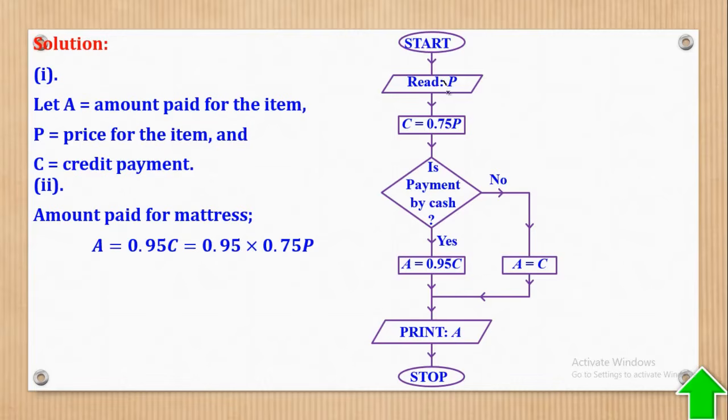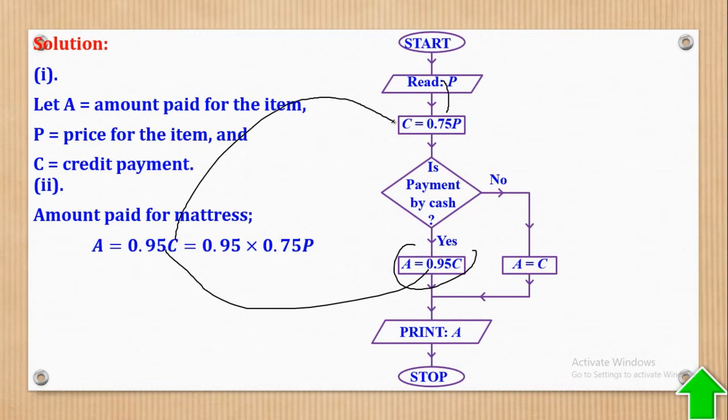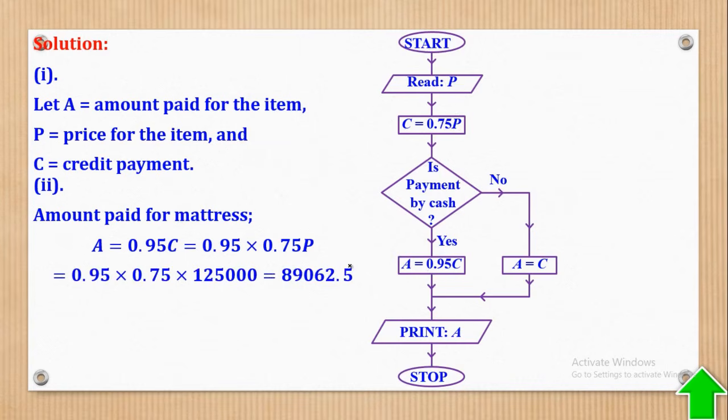Therefore, from here we shall go here which says that C is equal to 0.75P, but the amount they want is this. So this amount is 0.95C, which is there, and our C is got from here, and in this case P has been given as 125. So we shall substitute and get the value as 89,062.5 shillings.